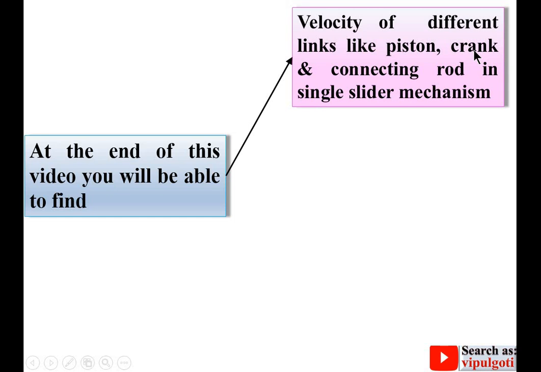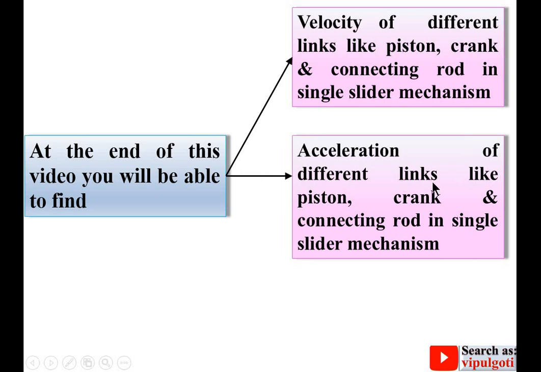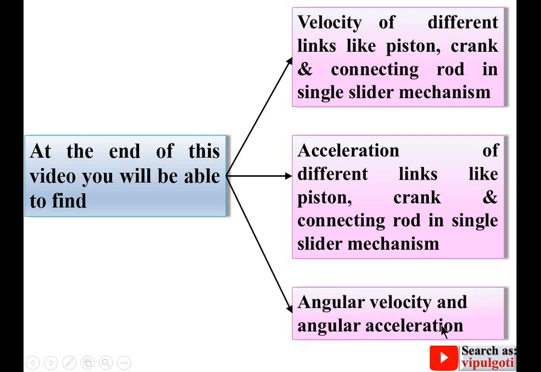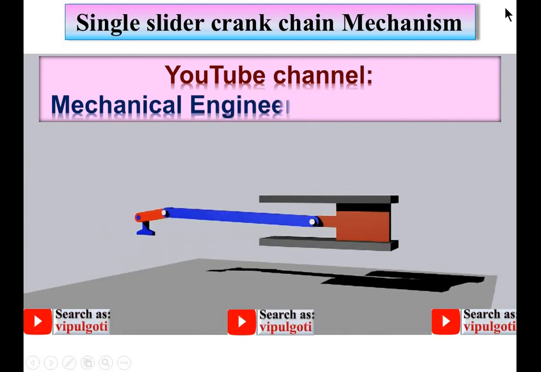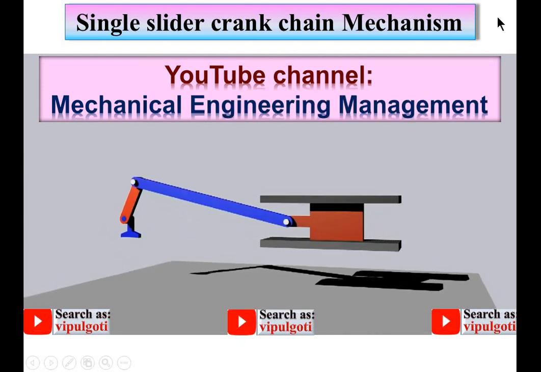At the end of this video you will be able to find velocity of different links like piston, crank and connecting rod in single slider mechanism, acceleration of different links like piston, crank and connecting rod in single slider mechanism, angular velocity and angular acceleration of the single slider mechanism. Keep in mind that Klein's construction is only applicable to the single slider crank chain mechanism. So first of all, see the single slider crank chain mechanism.